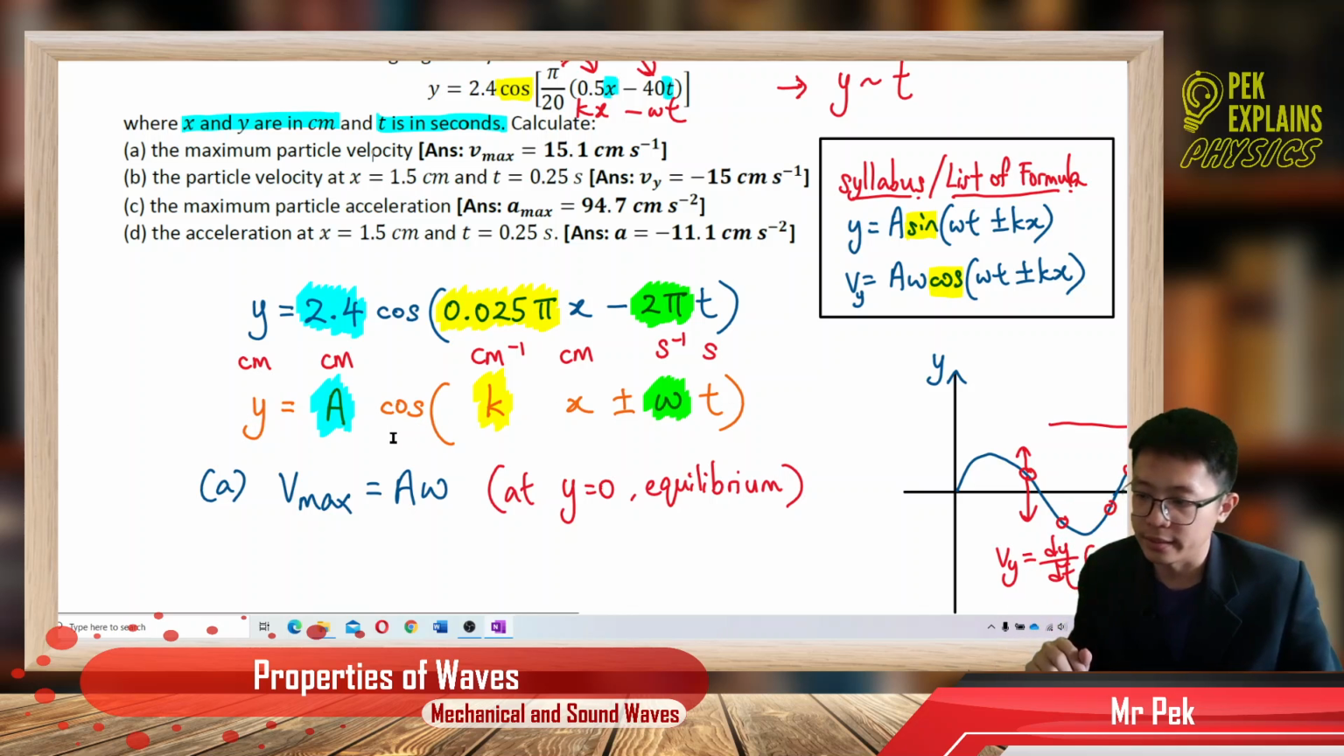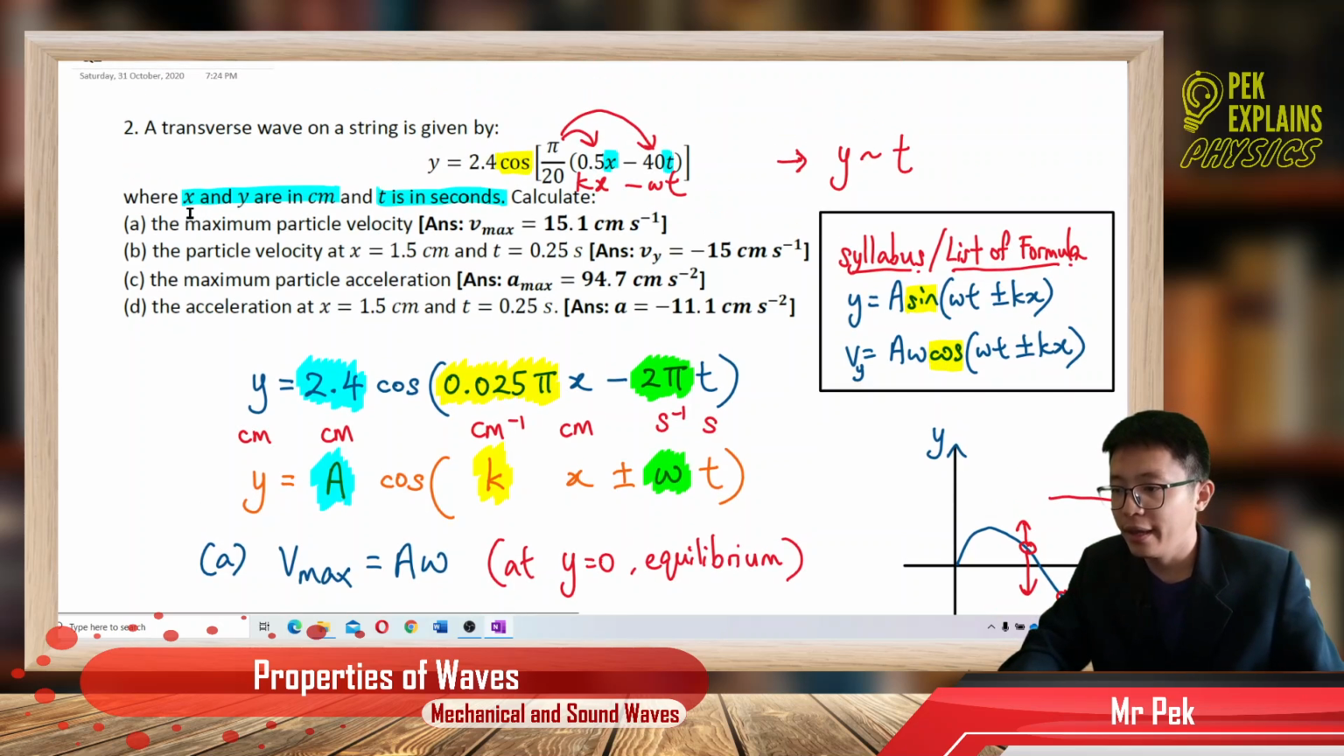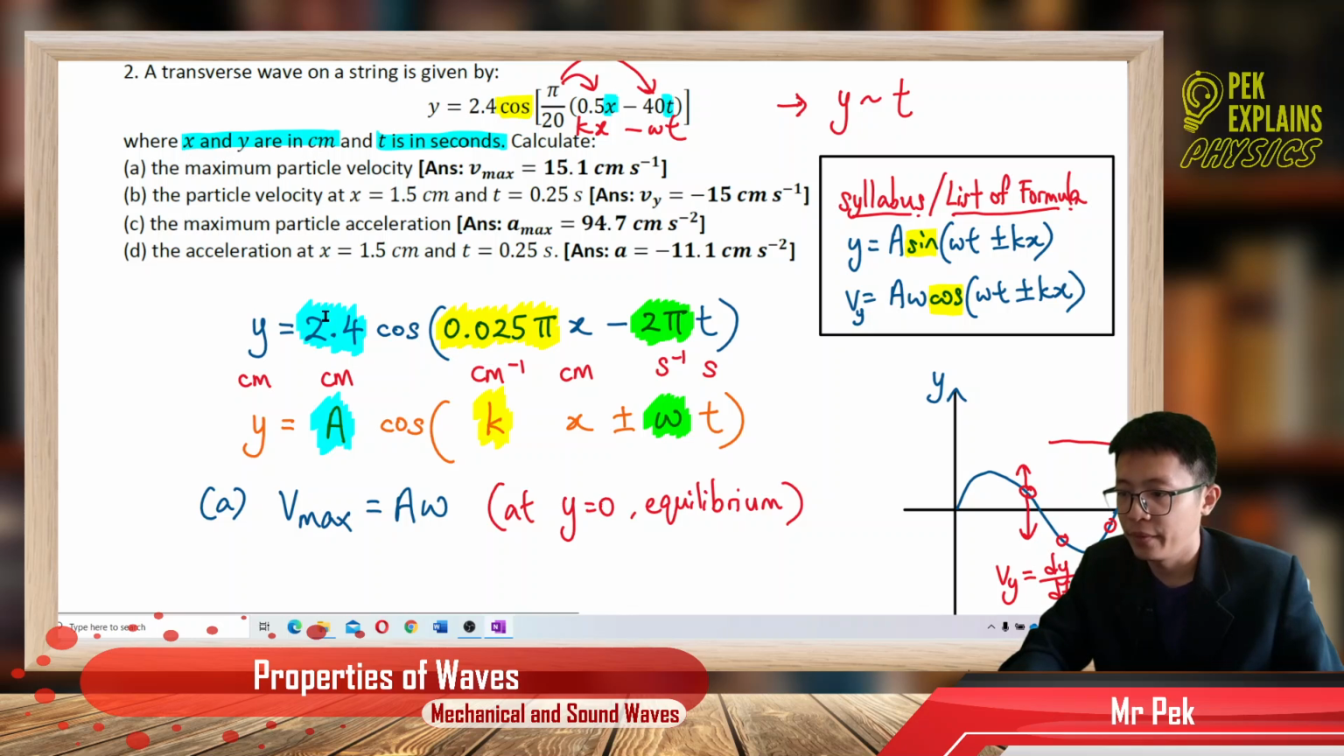Okay, so from here I can see my amplitude is 2.4. What's the unit? That's why the unit is also important. x and y in cm. That means the y, the displacement, is in centimeter. So the amplitude is also in centimeter, because the amplitude unit follows the displacement unit. If y is cm, A is cm. So this is 2.4 cm. Okay, not 2.4 meter. Okay, 2.4 cm.